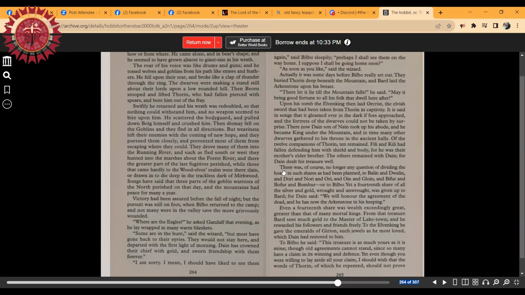There was, of course, no longer any question of dividing the hoard in such shares as had been planned, to Balin and Dwalin and Dori and Nori and Ori and Oin and Gloin and Bifur and Bofur and Bombur, or to Bilbo. Yet a fourteenth share of all the silver and gold, wrought and unwrought, was given up to Bard, for Dain said, "We will honor the agreement of the dead," and he has now the Arkenstone in his keeping.